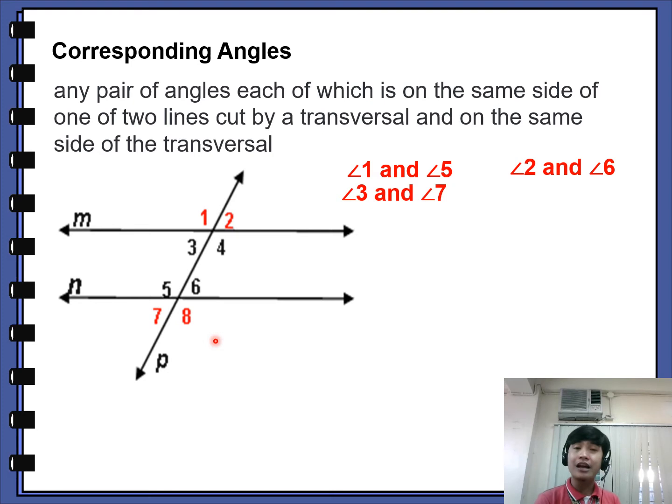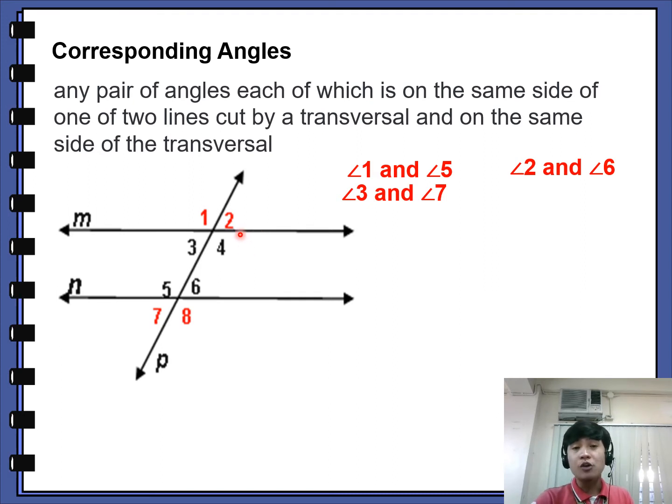Kung babalikan natin ang criteria ng corresponding angles, una, isang interior, isang exterior. Pangalawa, yung hinahanap nating kapartner niya ay hindi dapat adjacent kay angle 4. Ngayon, kung si angle 4 ay interior, hindi natin siya pwedeng i-partner kay angle 2 kasi adjacent si angle 4 kay angle 2. Okay? So, hindi pa pwede si angle 2 na i-partner kay angle 4.